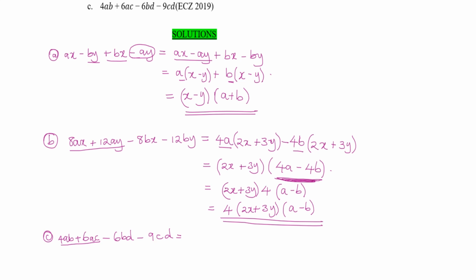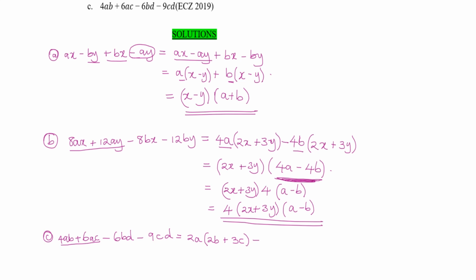You can say between 4 and 6 the highest common factor is 2. Between ab and ac it's just a. Then in brackets we're going to have 4ab divided by 2a, it will give us 2b, plus 6ac divided by 2a, it will give us 3c. Close the brackets.